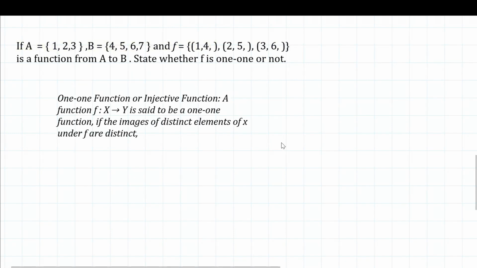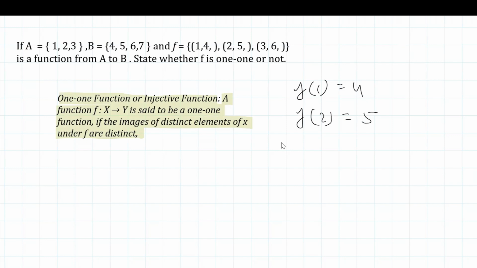Now, when do we say that a function is 1-1? The definition says a function f from A to B is 1-1, also known as injective, if the images of the distinct elements of A under f are distinct. That means f(1), placing x as 1, we get y as 4, f(2) gives 5, f(3) is 6.